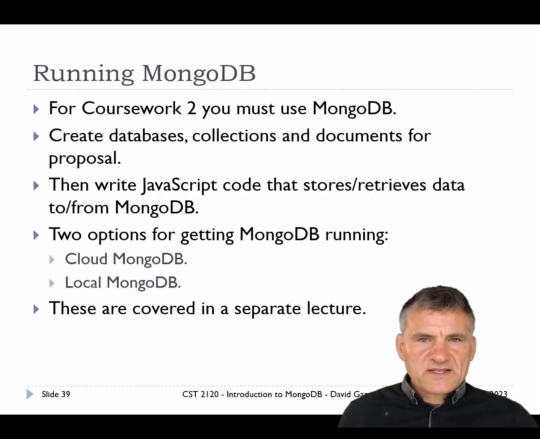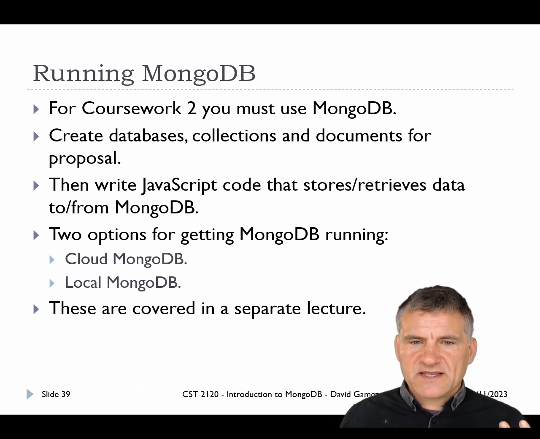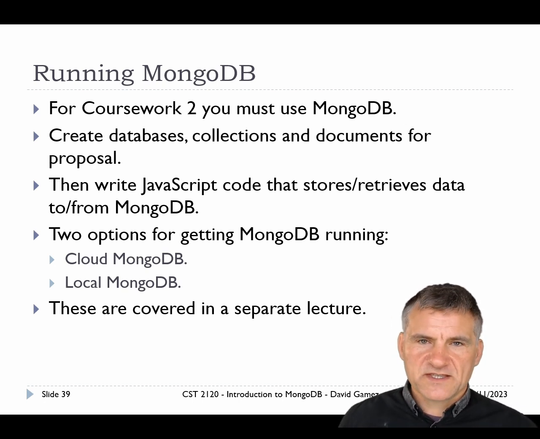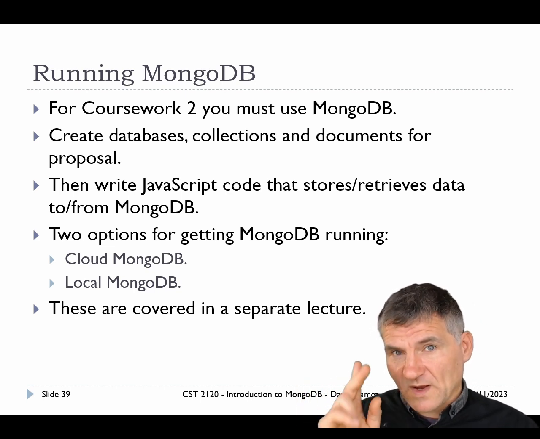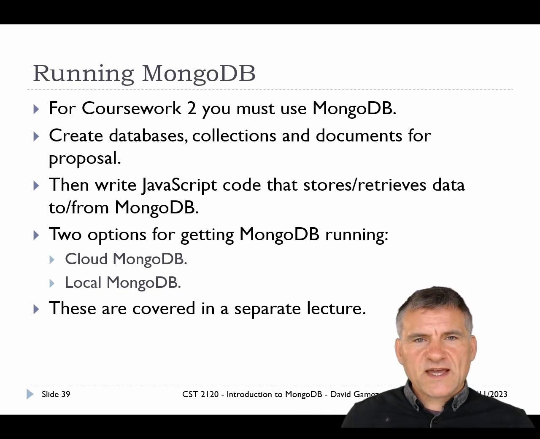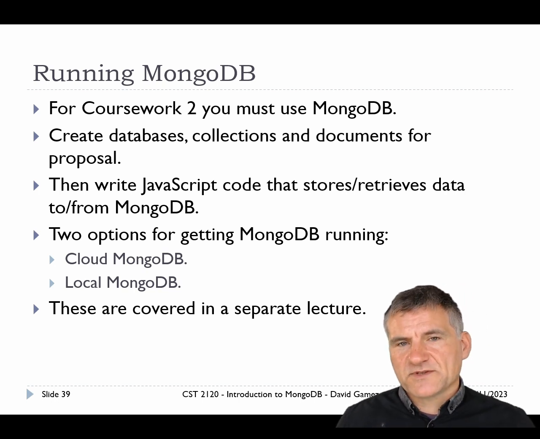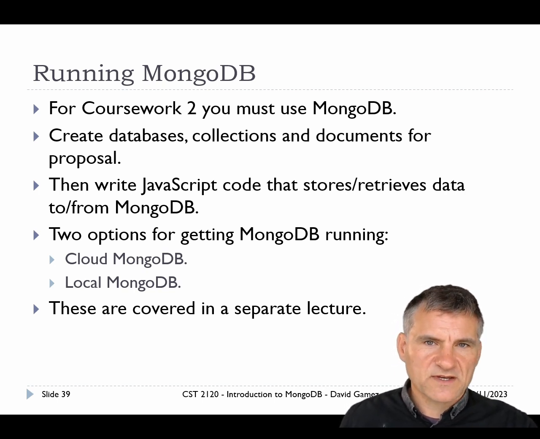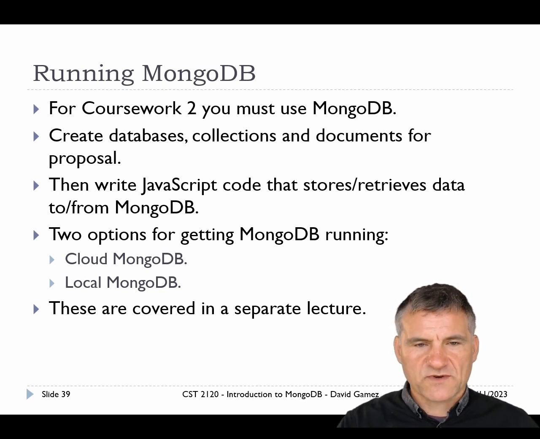So that's what MongoDB is. Of course, you must use MongoDB. So you're going to create databases, collections, and documents for your proposal. And you're going to write JavaScript code that stores and retrieves data to and from MongoDB for the final submission, both for the web service and the final submission, the second and third submissions. Now, there are two ways in which we can get MongoDB running. There's a cloud MongoDB called Atlas, and you can also install it on your local machine, or I've also provided a portable version that you can get running on your local machine. It's a Windows portable version. I'm going to cover those separately and keep this as a short introduction to MongoDB.